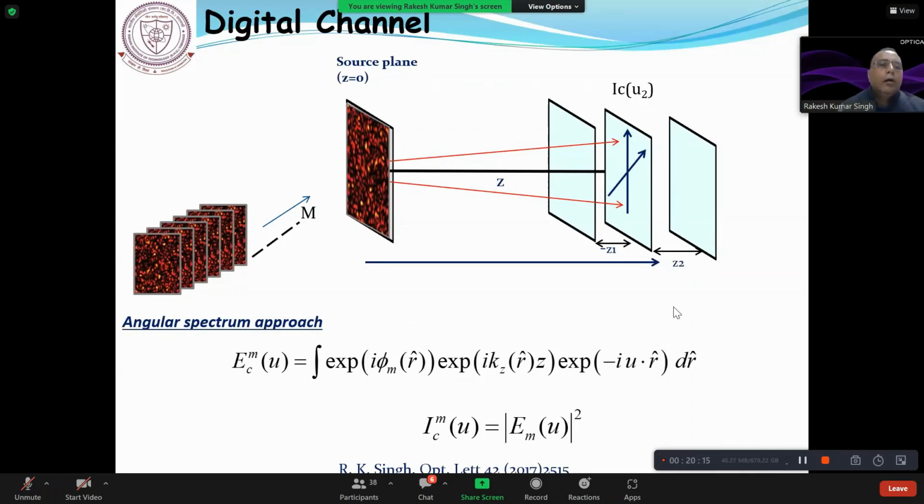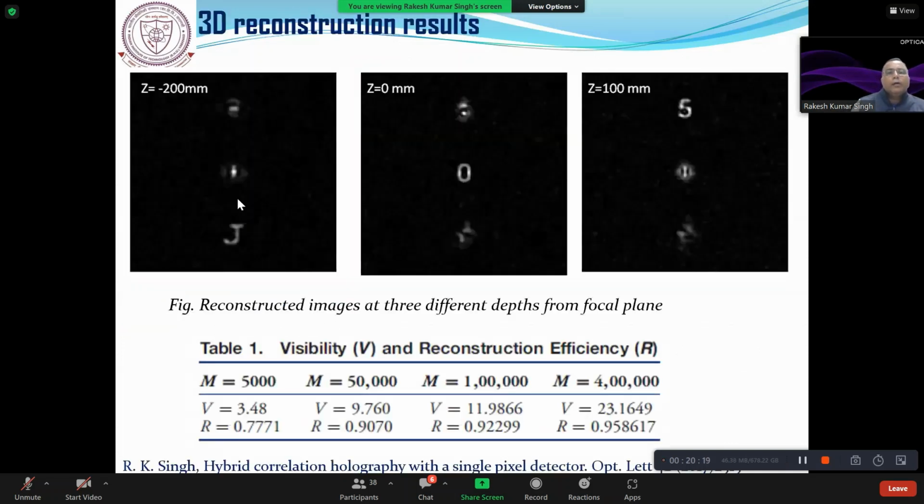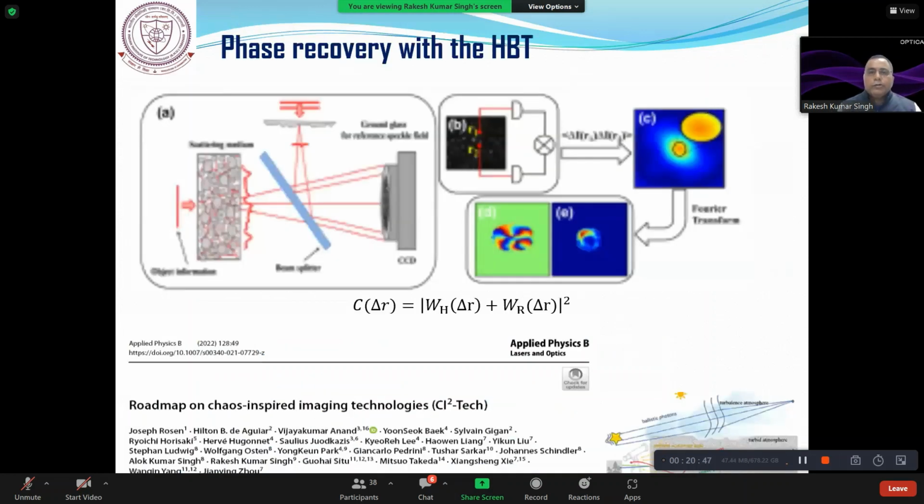So this is the reconstruction we demonstrated. If I correlate at Z equal to 0 with computational Z equal to 0, we get the object here in the center. When we correlate the optically recorded signal with the digital one at 100 millimeter, then we get the object here. Okay, so these are a few examples which I discussed in the part on intensity correlation.